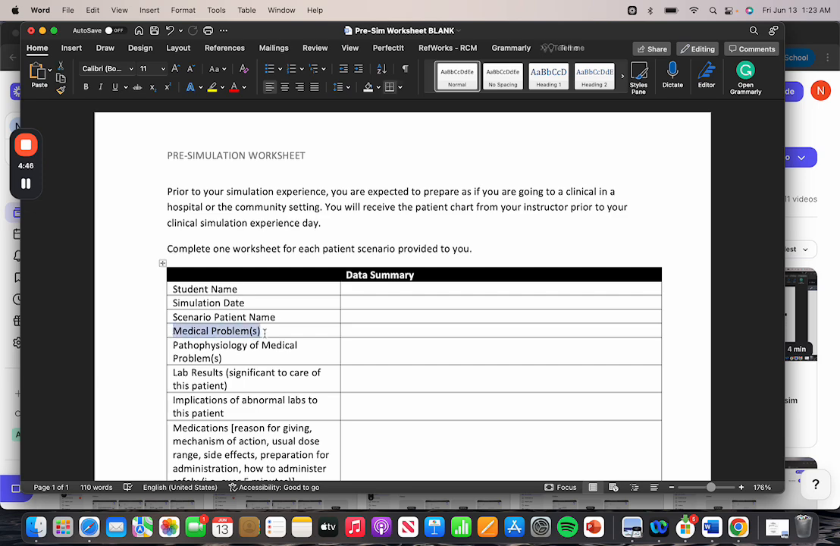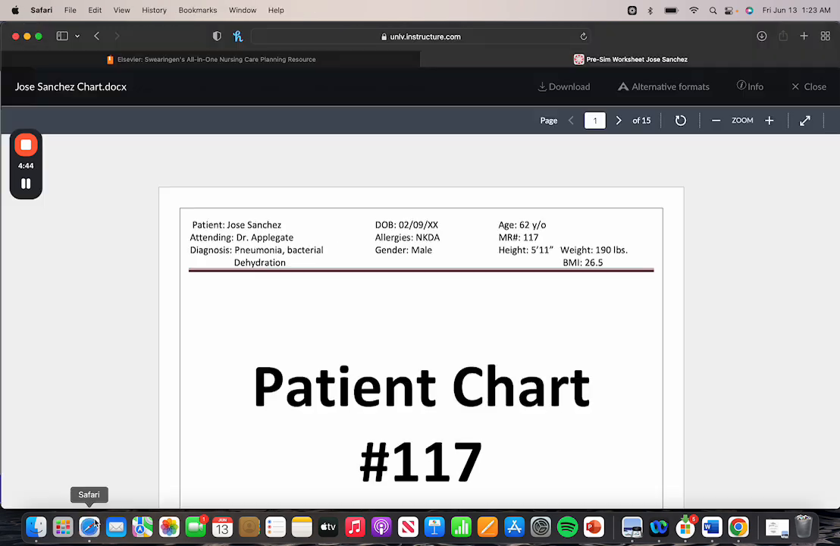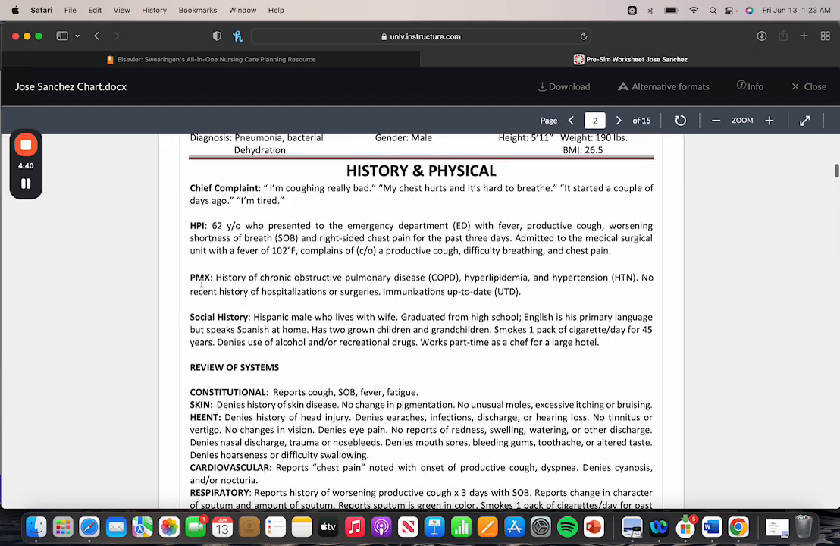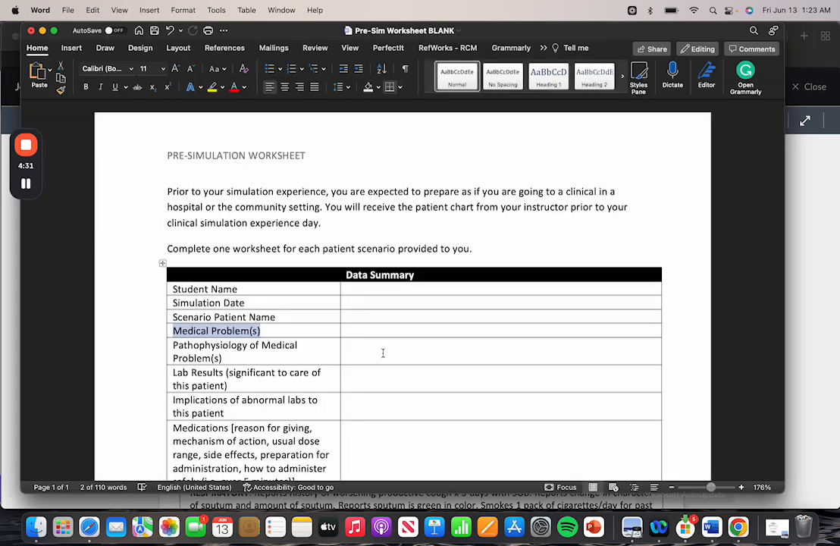This box, medical problems. You'll find that in the patient's chart. Their medical problems is their past medical history. So in this case, COPD, hyperlipidemia, and hypertension. So those three things would go in this box.